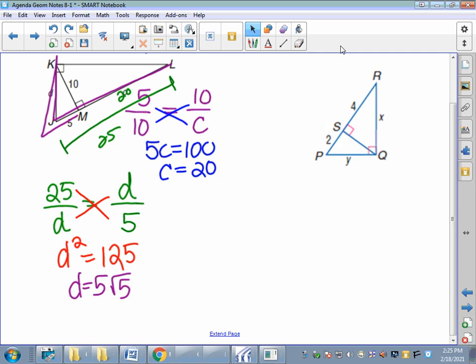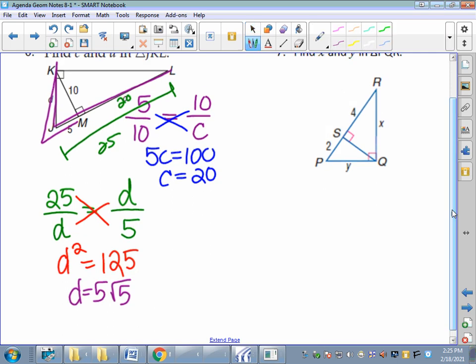So does this guy right here. Notice our x and our y for the last example are both on legs of the right triangle. So let's just start with x. If I'm talking about legs, I do hypotenuse over leg equals leg over the closest part of the hypotenuse. So how long is the hypotenuse? That's 6, right? Hypotenuse 6 over x equals x over 4 is what it looks like to me.